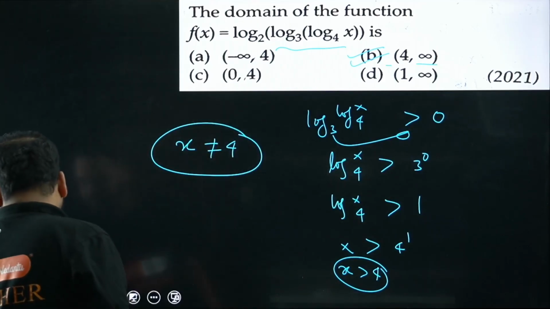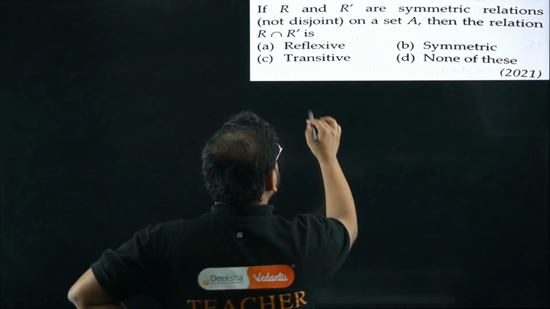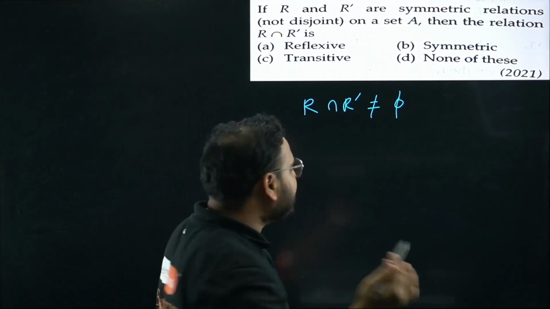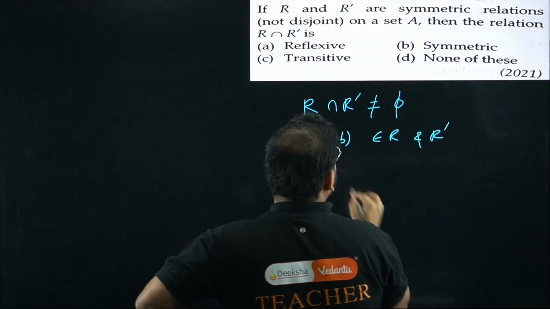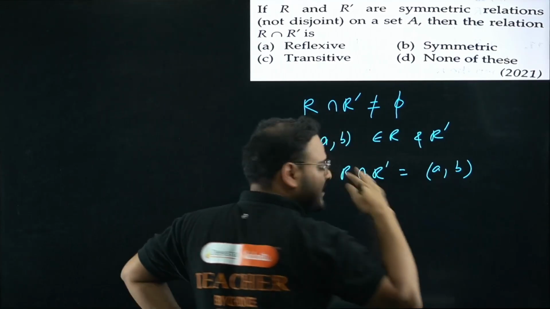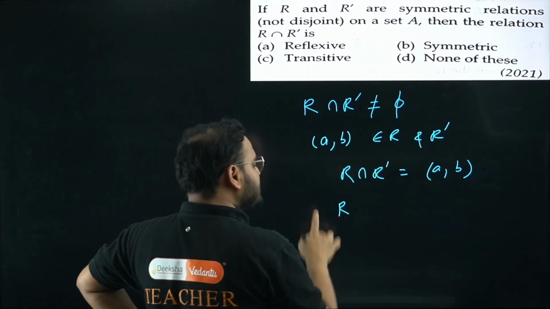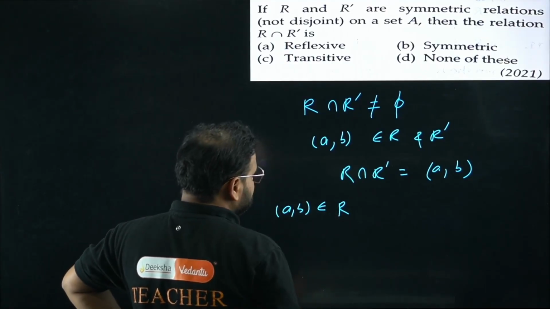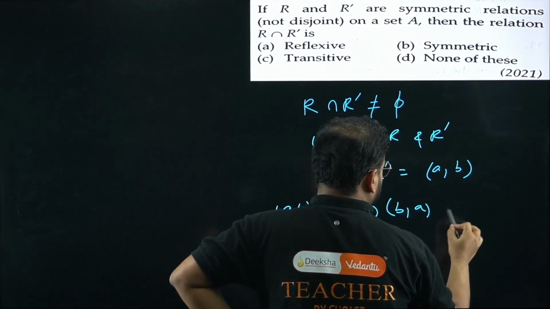Next question. If R and R dash are symmetric relations and not disjoint, it means R intersection with R dash is not equal to null set. Something is common. Let's say this is an ordered pair, A comma B, belonging to R and R dash. Let's say only one is there, A comma B. Since A comma B belongs to R, from here we can say even B comma A will belong to R.